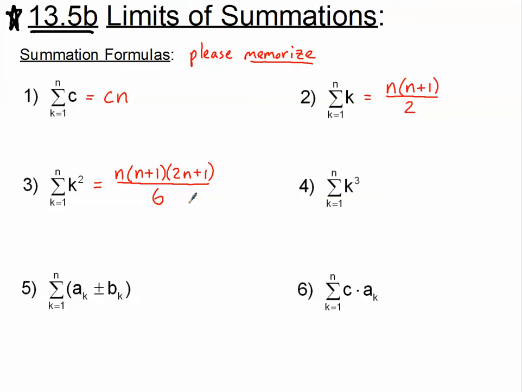familiar with it. Number 4, we're adding up a bunch of cubes. 1 cubed plus 2 cubed plus 3 cubed. This is equal to n squared times the quantity n plus 1 squared divided by 4.